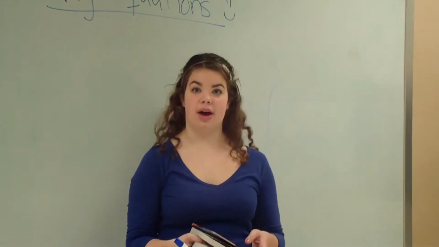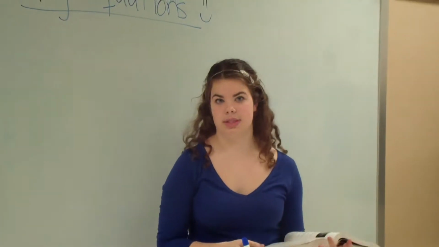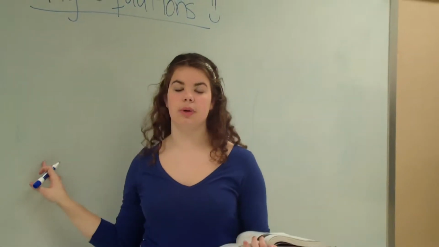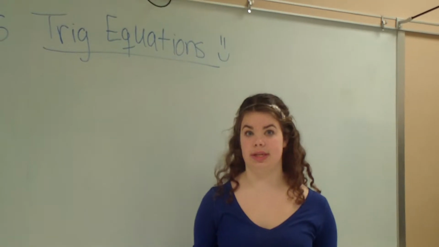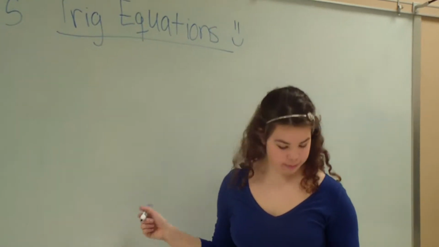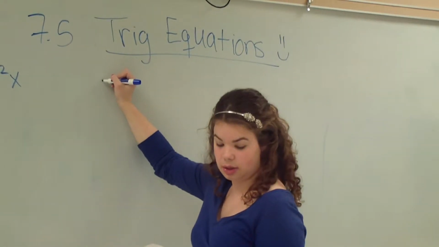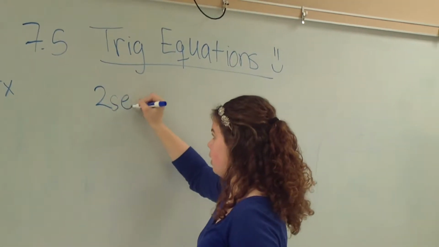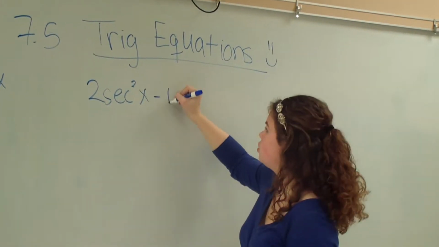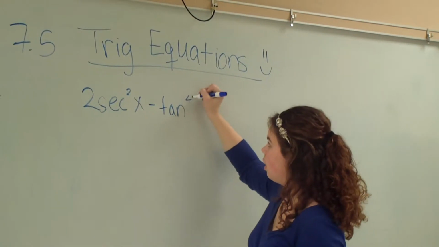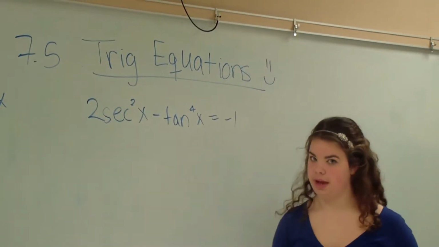So remembering our process from the PowerPoint, we're going to first start by making our equation equal to 0. So I'm going to write the equation that we're going to work with today, since you didn't see an example of how to use secant or cosecant, and then I'm going to solve it for you. So first we have our problem, which is: solve the equation 2 secant squared x minus tangent to the 4th x equals -1 for all real values of x.